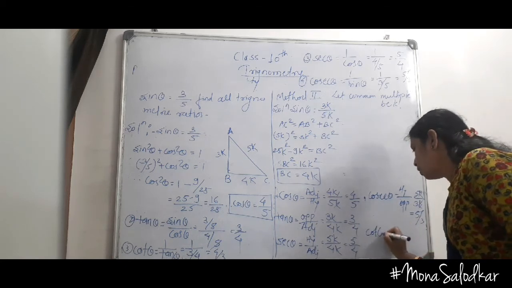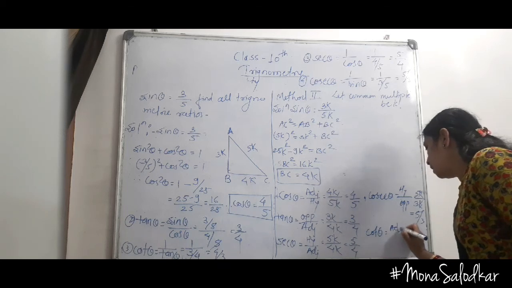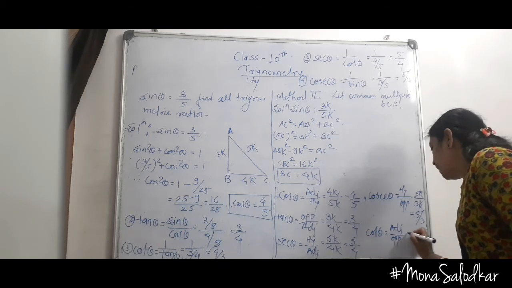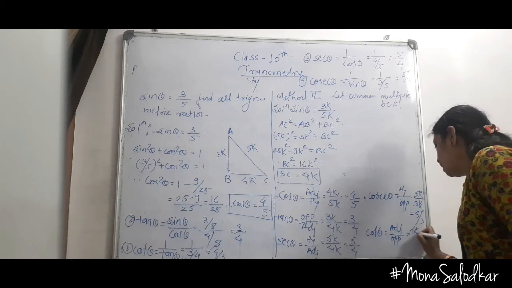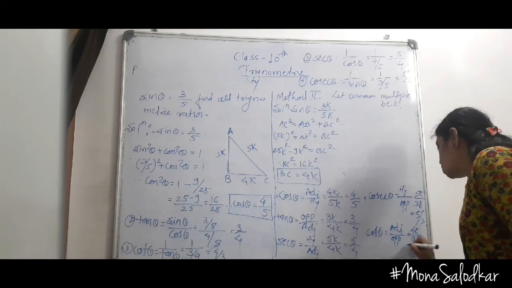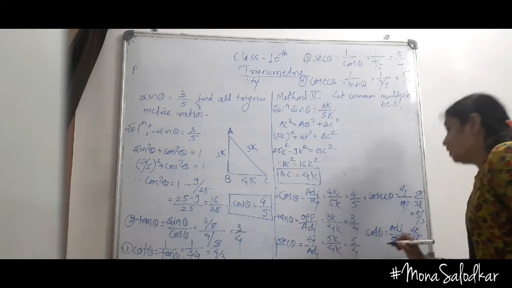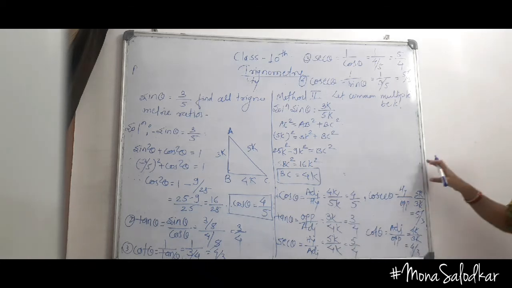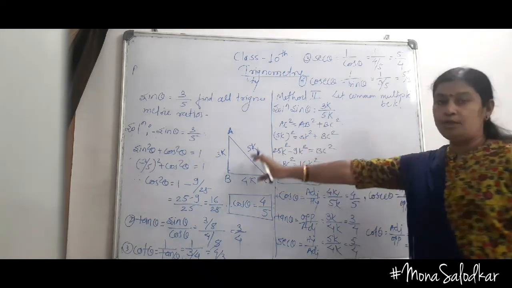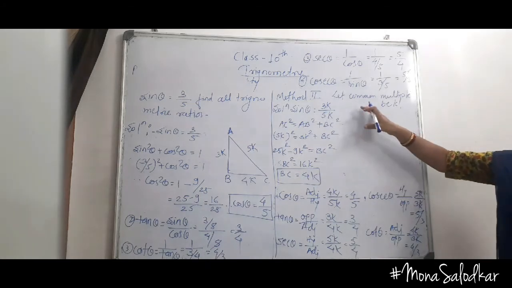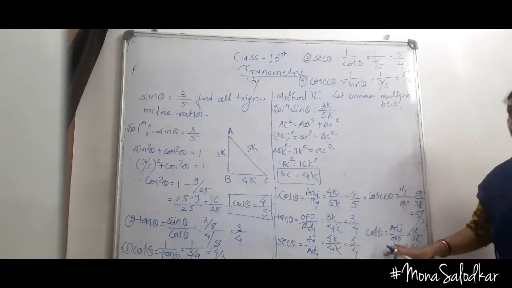And what is cot? Cot means adjacent upon opposite. Adjacent is 4k, opposite is 3k. So you get 4 upon 3. In this way you have to find out all these ratios. You can use any one method, by using identities or by using the ratio method, by using the Pythagoras.